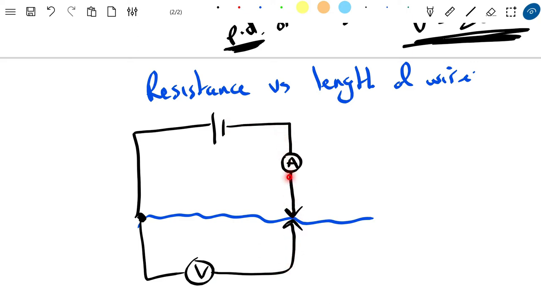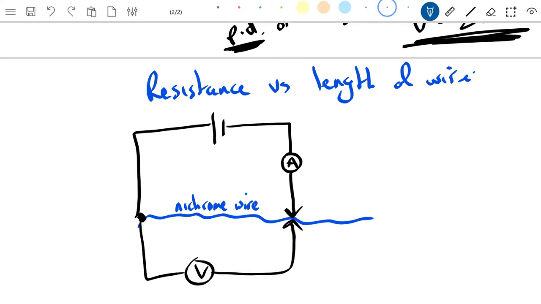Now in this case, this wire is a special kind of wire, and it's called nichrome wire. Now nichrome wire has more resistance than a regular copper wire. It has a certain amount of resistance on purpose, so we can do this experiment where we have to figure out how changing the length of the wire affects the resistance.